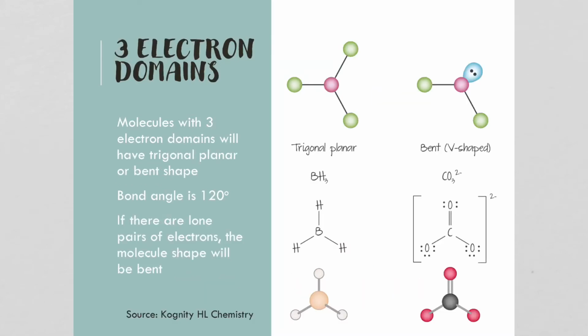If a molecule has three electron domains, there will be two options for shape. One, it could be trigonal planar, or if it has a lone pair of electrons as one of the electron domains, it'll have a V shape or bent shape. Two examples would be BH3, which has a trigonal planar shape, and then CO3, the carbonate ion, which would also be trigonal planar.